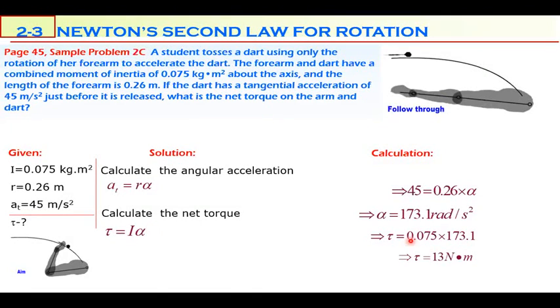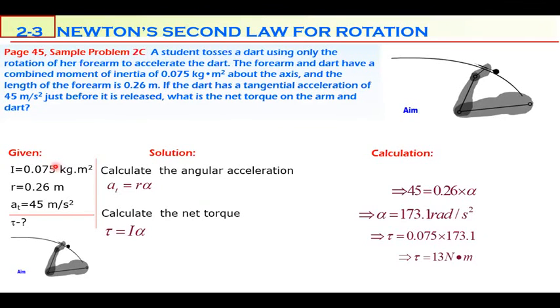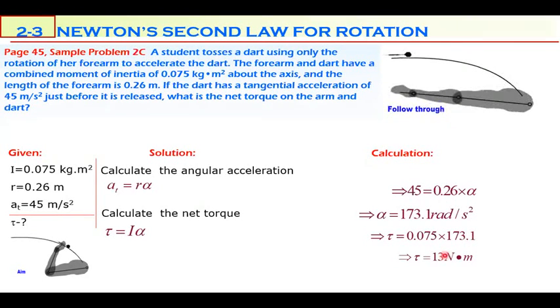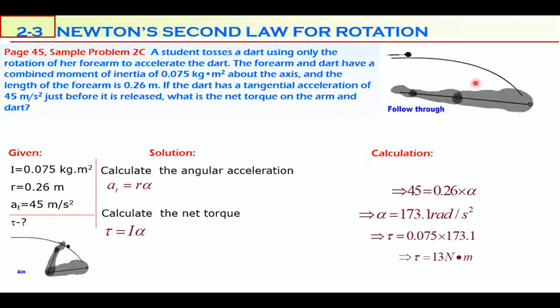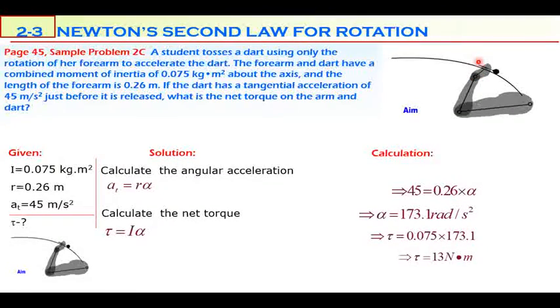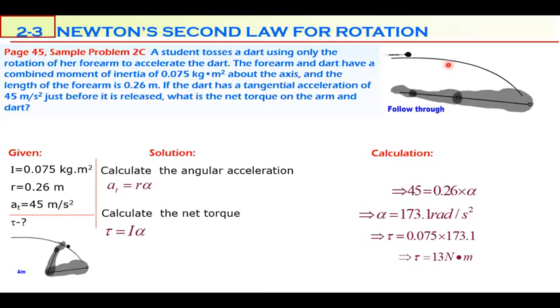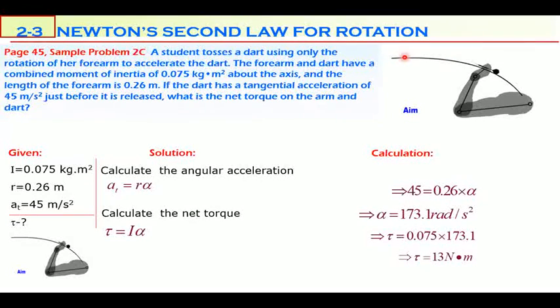I is given as 0.075. Alpha we just calculated, 173.1. This multiplication is almost 13 Newton meter. So 13 Newton meter of torque is applied to this dart and the forearm just before the dart is released.